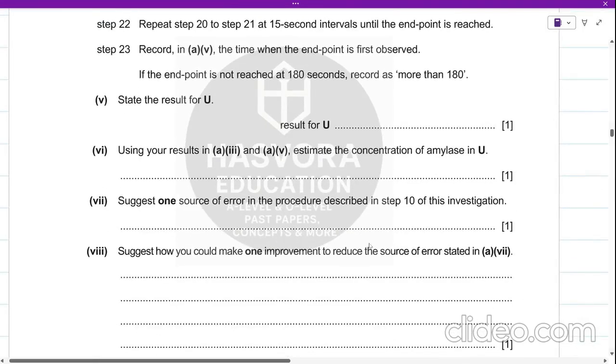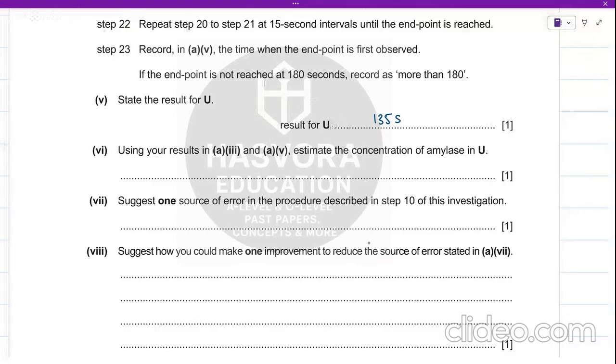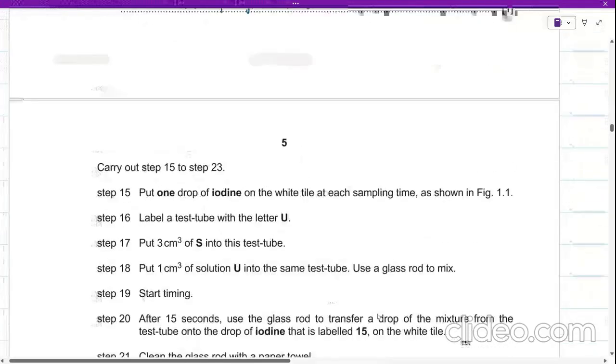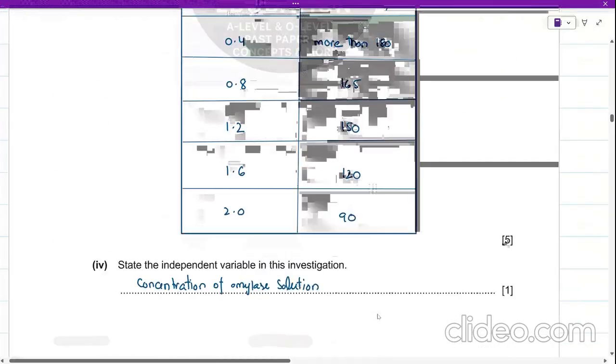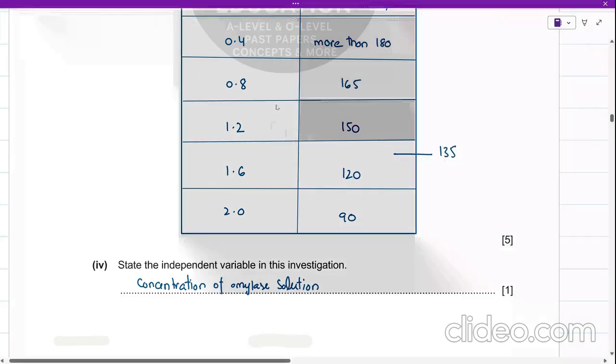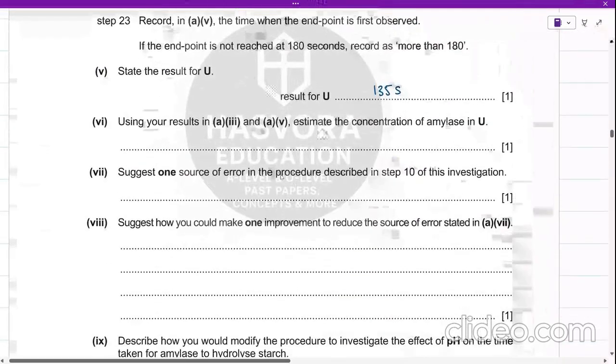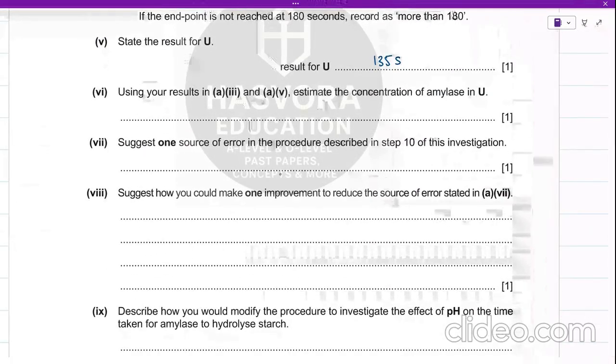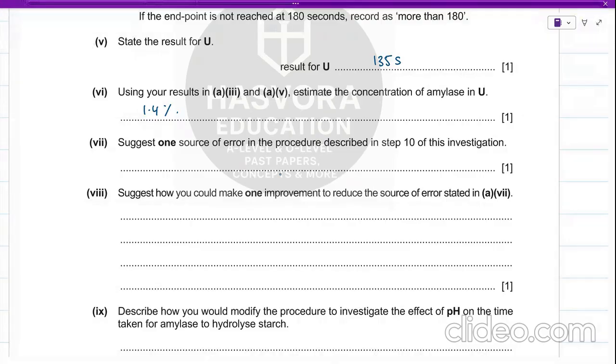So now let's just assume that U gives us the color change at 135 seconds. We can see from our table that U will most probably lie between 150 and 120, as the time is between these, so 135. So we can write any concentration between 1.2 and 1.6. So let's just assume 1.4%. Suggest one source of error in the procedure described in step 10 of this investigation.